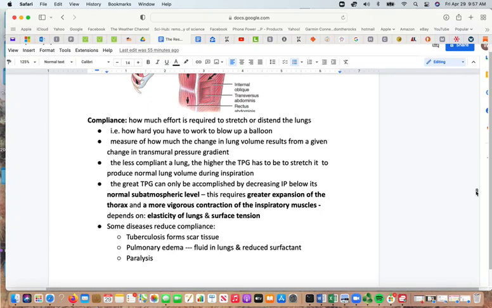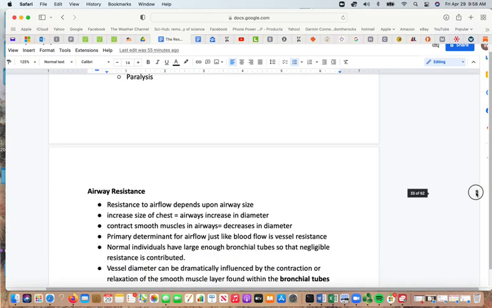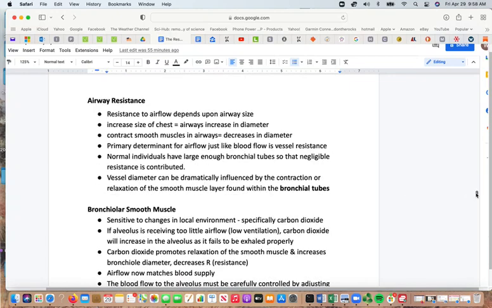So a greater transmural pressure gradient can only be accomplished by decreasing the IP below its normal subatmospheric level. So this requires greater expansion of the thorax and a more vigorous contraction of the inspiratory muscles. So this will depend on the elasticity of the lungs as well as the surface tension. So there are some diseases that will reduce the compliance. You can have scar tissue from TB infection, pulmonary edema where you have fluid in the lungs, and reduced surfactant. Paralysis can also influence that.